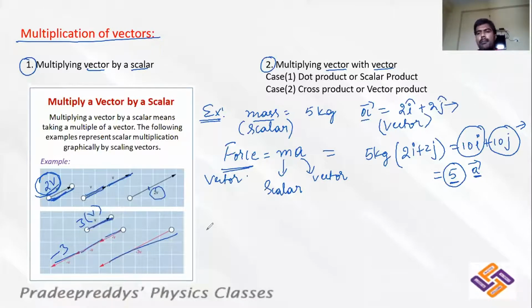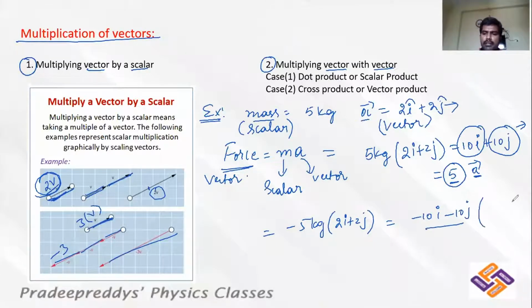So when you are multiplying a vector with a positive scalar, the magnitude increases in the same direction. Whereas if you are multiplying a vector with a negative scalar, then its magnitude increases with opposite direction. Understood? For example, if you are multiplying this with minus 5, what do you get? Minus 5 kg into 2i plus 2j. This is equal to minus 10i minus 10j. This is in which direction? This will obviously be in the third quadrant, right? As it is in the third quadrant, you can write it as southwest.